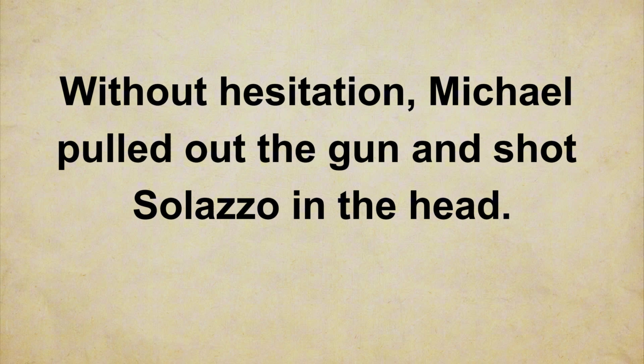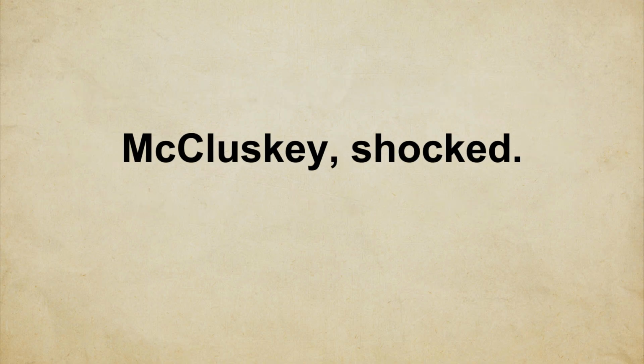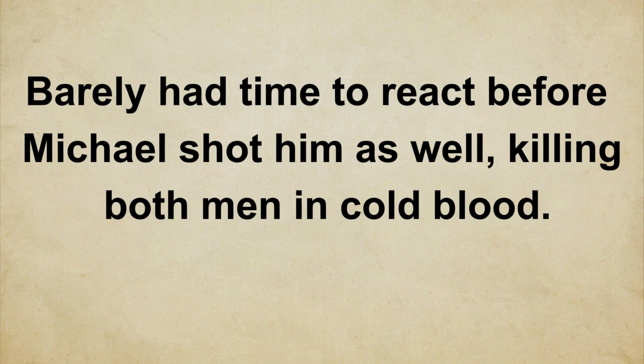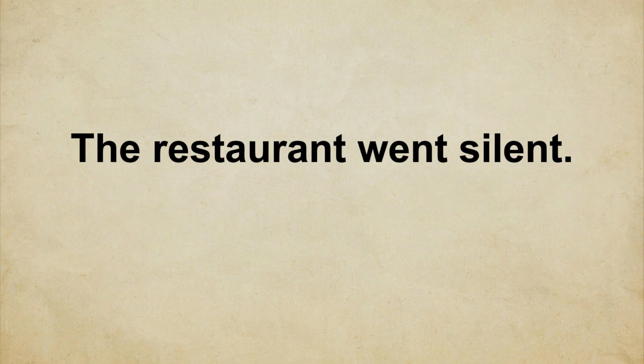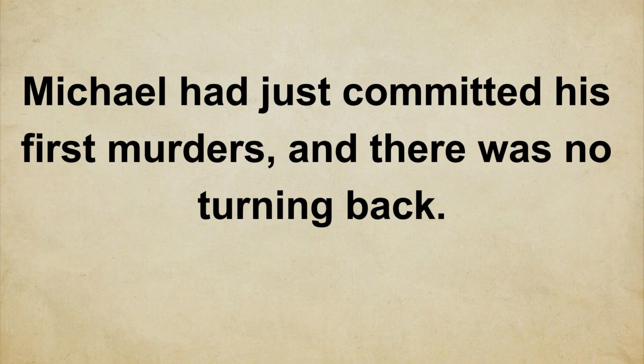Without hesitation, Michael pulled out the gun and shot Sollazzo in the head. McCluskey, shocked, barely had time to react before Michael shot him as well, killing both men in cold blood. The restaurant went silent. Michael had just committed his first murders, and there was no turning back.